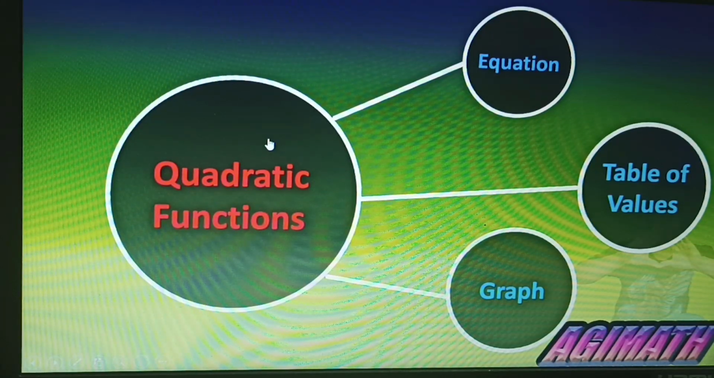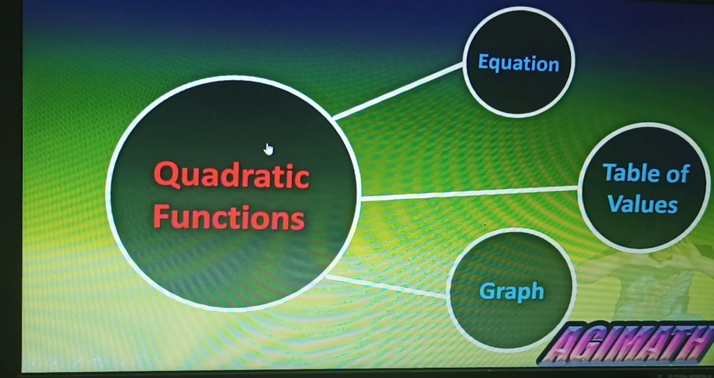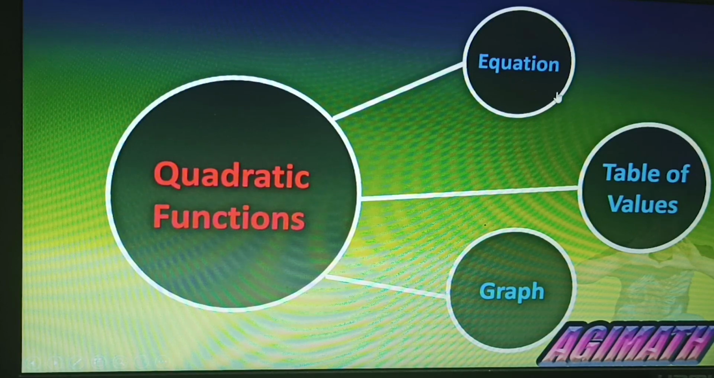Hi, welcome again to this tutorial video. In this video, I'm going to discuss representing quadratic functions using an equation, a table of values, and a graph.